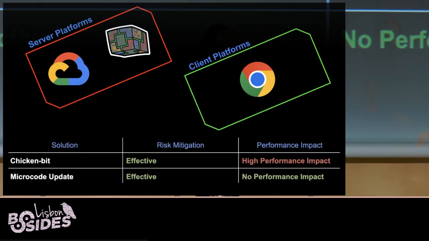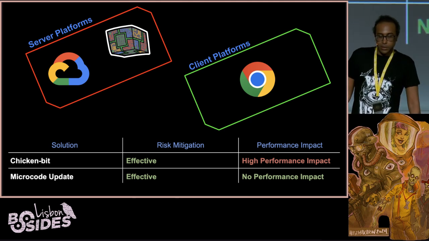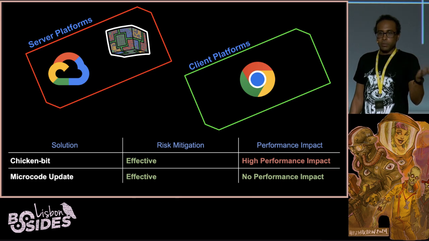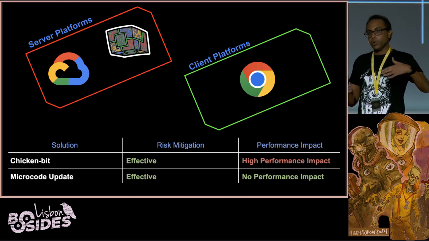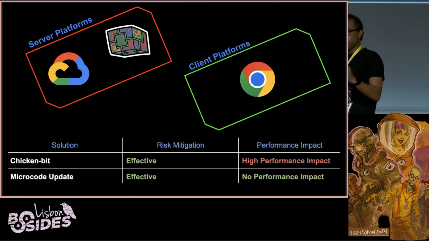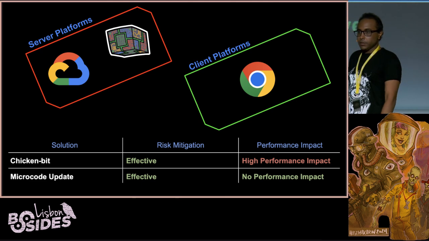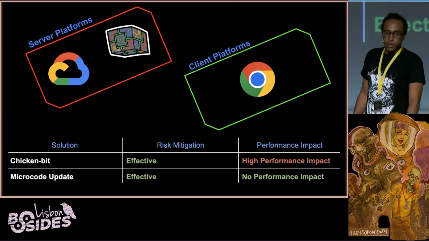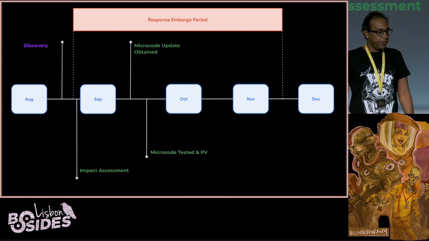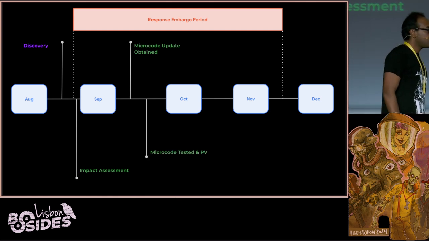So for server platforms, we've got the fix. And for client platforms, we also got the fix. Now, for server, it's a little bit more complicated because we've got chicken bit and the microcode update, and we have to talk about performance. For clients, it was really easy. We had the update published later, and then it was just applied on client devices. So we can roll out that update to the server platforms.